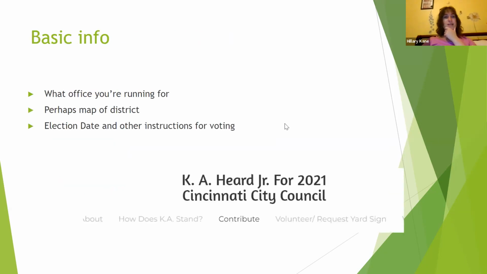So in terms of basic info, you want to make sure that your website at least says what you're running for, and what district, and especially the election date, especially as the date gets nearer, and other instructions that people might need for voting. It can be more complicated these days with vote by mail in many places, perhaps early voting, and when is the last day to register. All of this information can actually be really helpful. And to provide it on your website helps your potential voter.